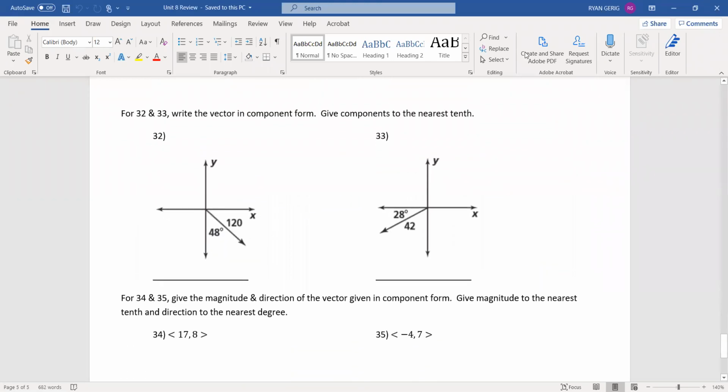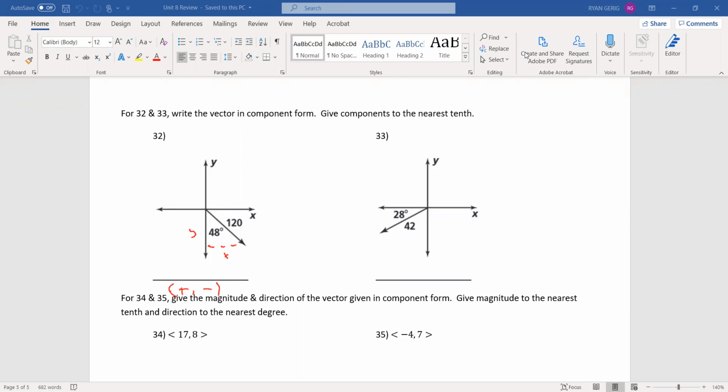Write a vector in component form. So I gave you the magnitude and I gave you the direction. We have to write it in component form. So one thing I always like to do here is make sure you know which signs you're going to have here. So X is going to be positive, but Y is going to be negative. I'm going to write that there right away.